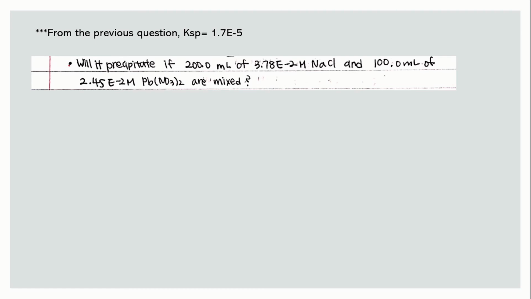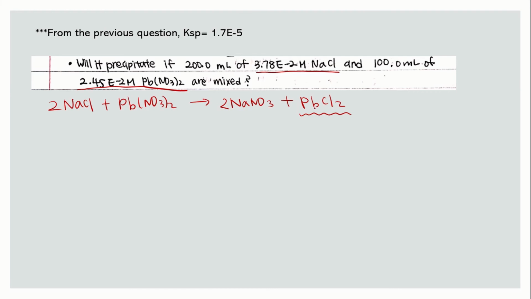This is continued from the previous question, and it asks, will it precipitate if 200 milliliters of 3.78 E negative 2 molar NaCl and 100 milliliters of 2.45 E negative 2 molar Pb(NO3)2 are mixed? So we know that the reaction will be NaCl plus lead nitrate gives NaNO3 plus PbCl2. So we know that it will produce PbCl2, which we talked about in the previous question.